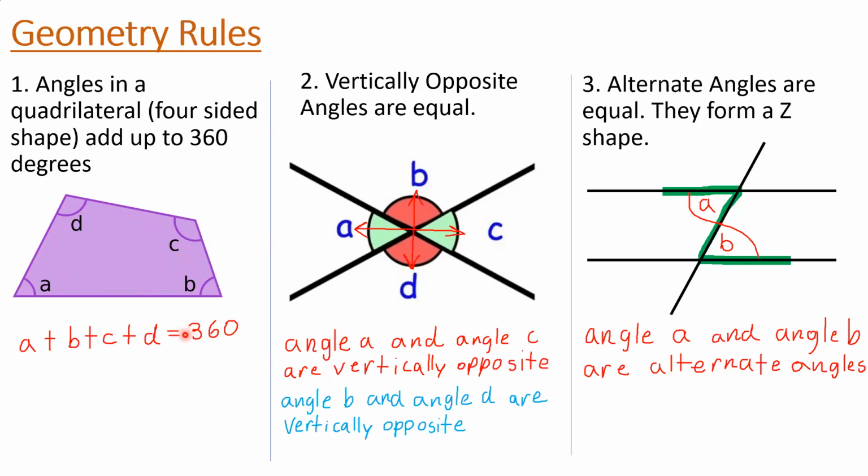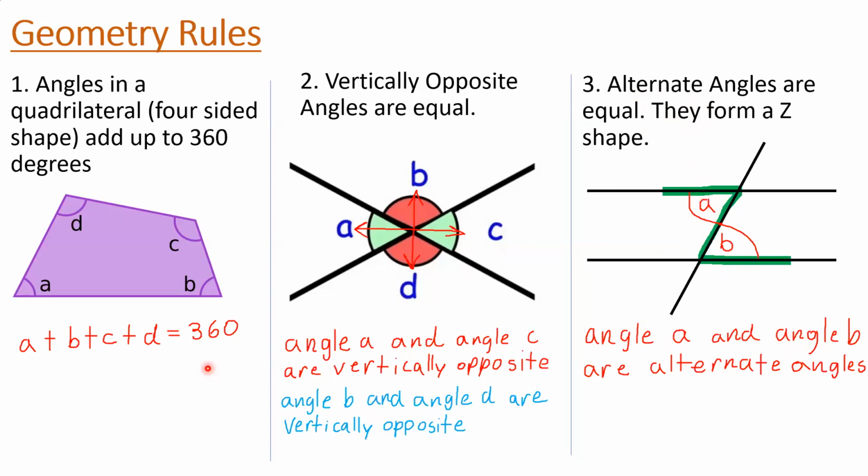get 360 degrees. The next one says that vertically opposite angles are equal, which means that A and C are equal, they are vertically opposite, and B and D are equal, they are vertically opposite. Next, we have alternate angles, and alternate angles are equal because they form a Z shape, right? So angle A and angle B are alternate angles, they form a Z shape. And so angle A is equal to angle B. A is equal to B. All right.